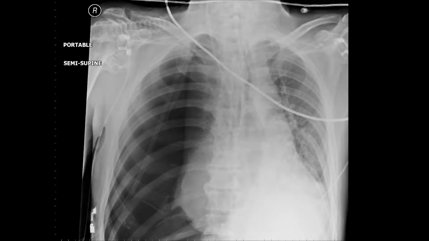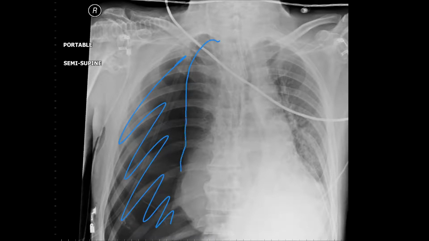So I'll give you 5 seconds or so to have a look at this X-ray before I tell you the model answer. So on this frontal portable semi-supine chest X-ray in an adult patient, you can see that there is lucency in the right hemithorax with lack of lung markings and a lung edge seen here. There is mediastinal shift to the left, and you can't actually see the right hemidiaphragm, probably because it's everted.